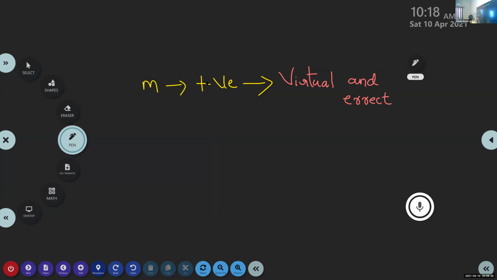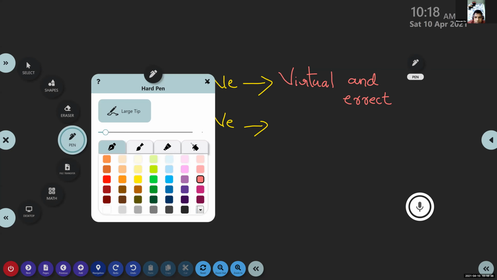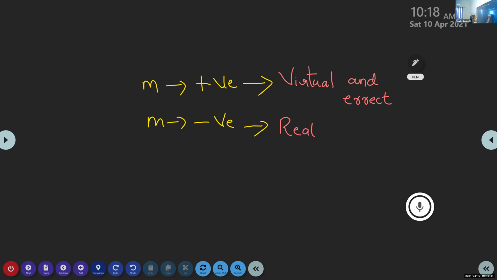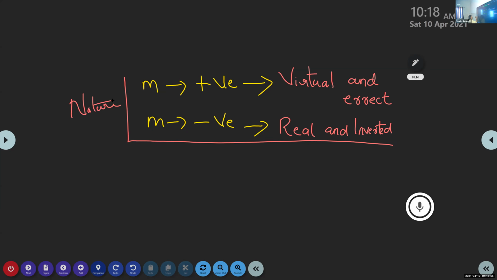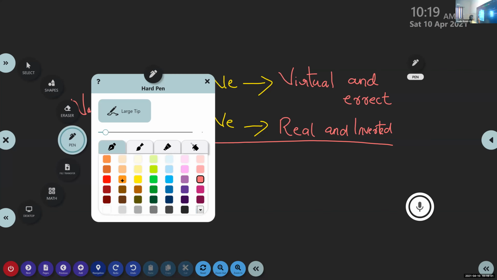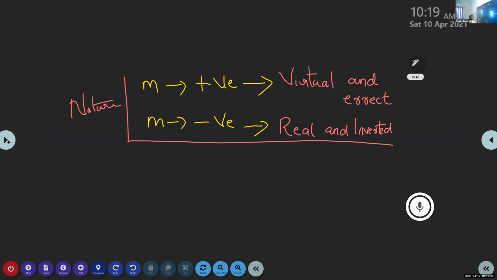Now, speak fast. If M is negative, real and inverted. Yes, it is real and inverted. Very good. It is real and inverted images form. So these values give information about the nature of the image. Okay. Now we can discuss what happens if the value of M is equal to 1. If M is equal to 1, what about the size? Same size. Very good. It is same size.